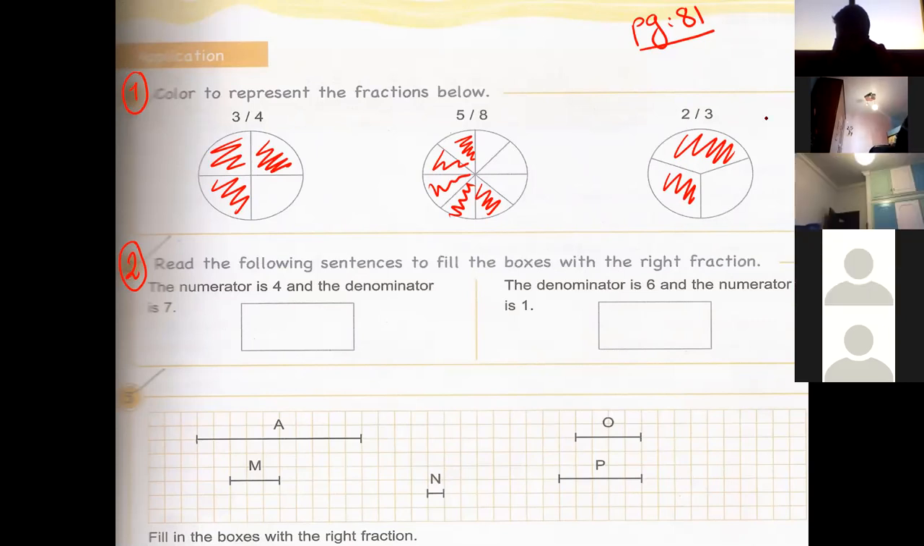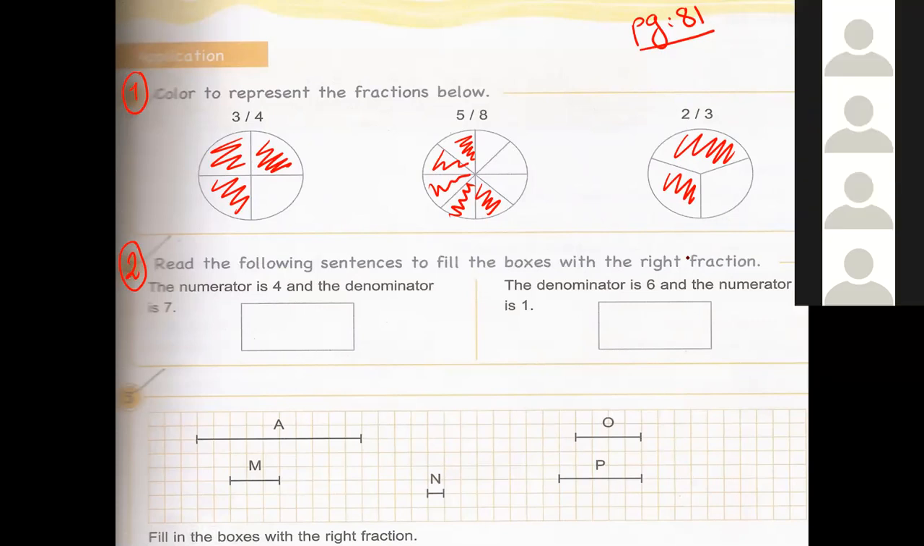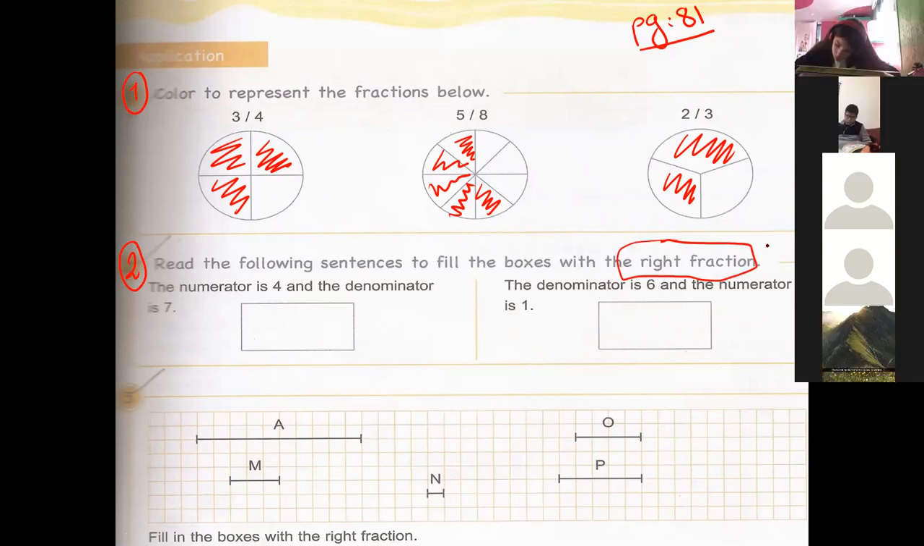Guys, exercise 2. Read the following sentences to fill the boxes with the right fraction. So we will write a fraction inside these 2 boxes, okay? The first one. Numerator 4, denominator 7. How do we write the fraction? 4 out of 7. Excellent. Numerator, it has to be at the top. Denominator, it has to be at the bottom. Bravo. So 4 out of 7.